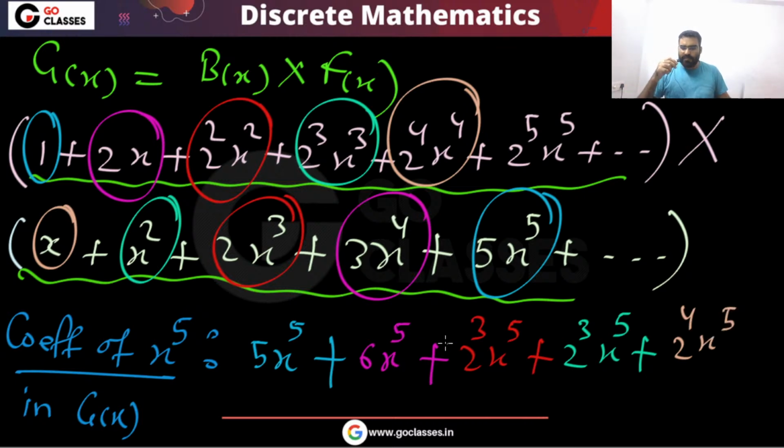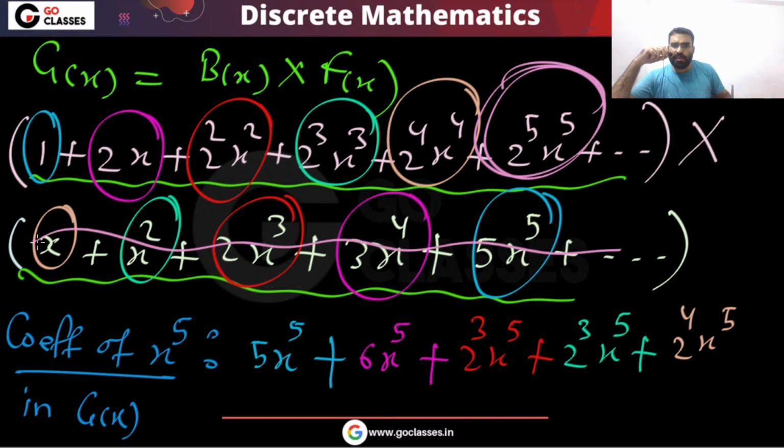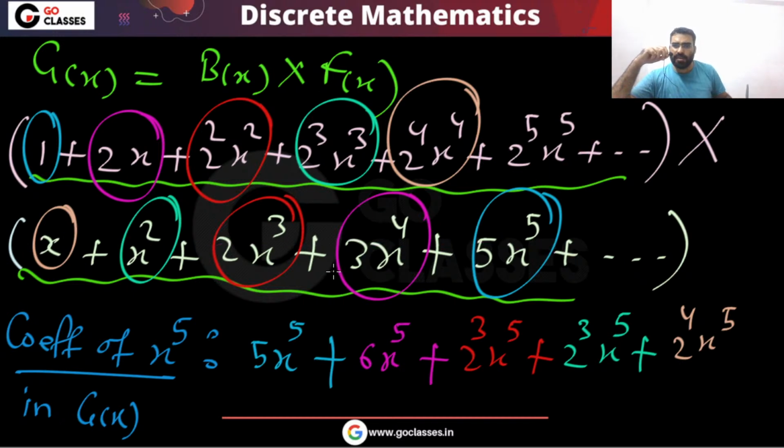Can you create x power 5 in any other way? No, you cannot create any other, because if you multiply this with any of the others, you cannot create x power 5. So this is how you can create x power 5.